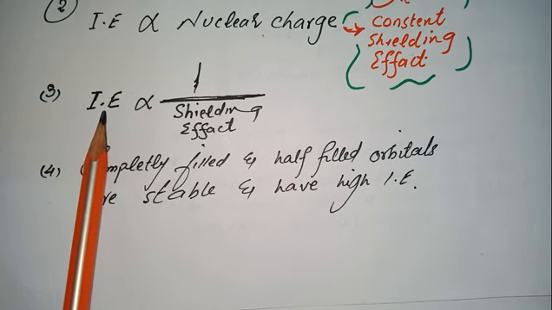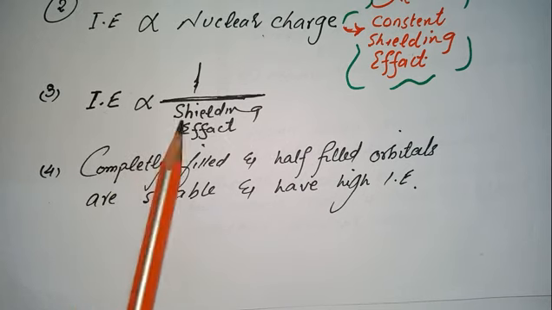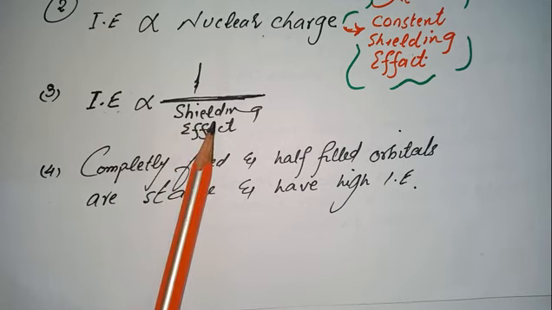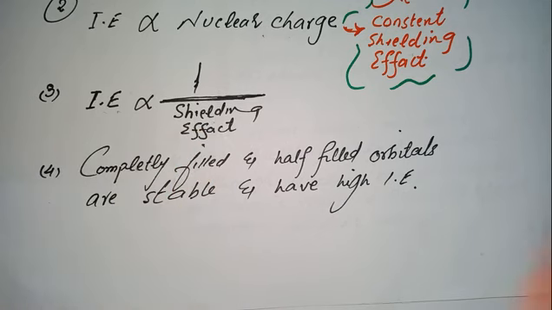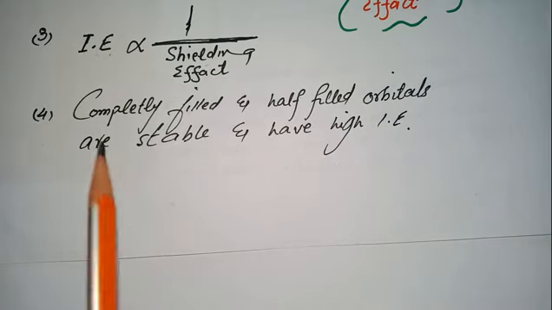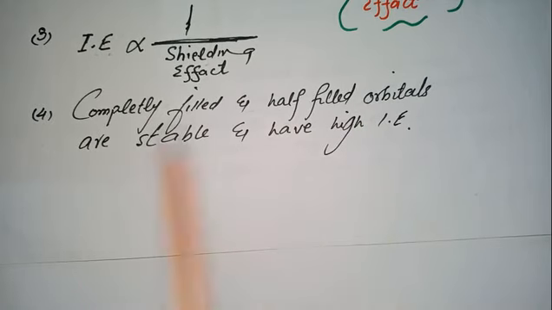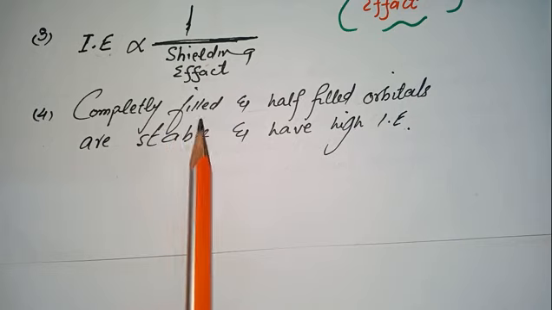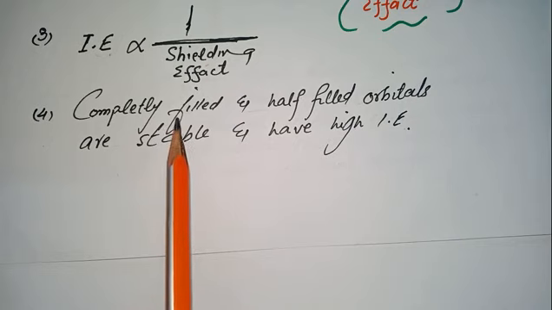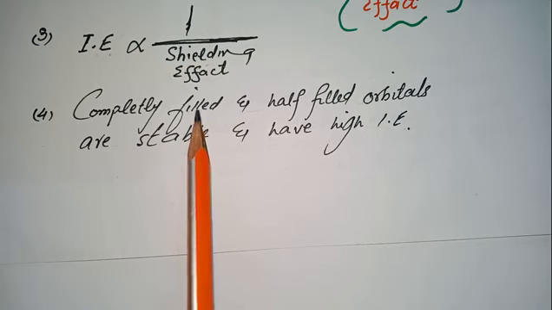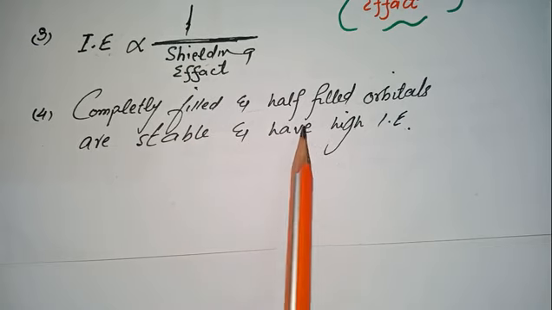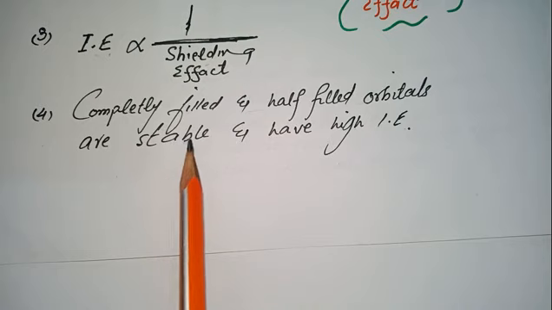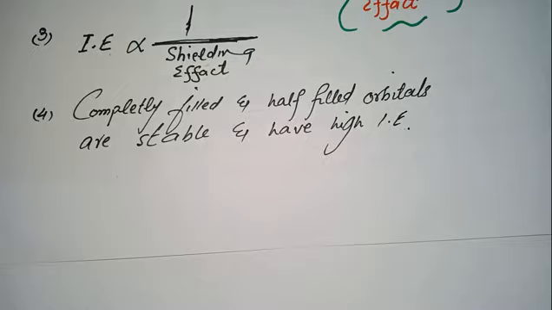Similarly, ionization energy and shielding effect have an inverse relationship. Greater the shielding effect, lesser will be the ionization energy. And the third factor, remember that completely filled and half filled orbitals are stable and have high ionization energy. For example, let the valence electron of an atom be in the p shell, and let the p subshell contain 3 electrons or 6 electrons, then it will have more ionization energy as compared to those atoms in which the p subshell contains less than 6 or less than 3 electrons.